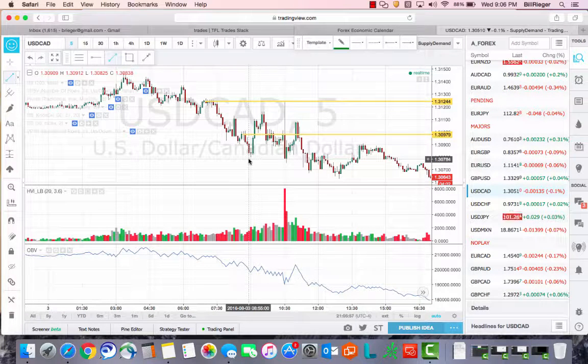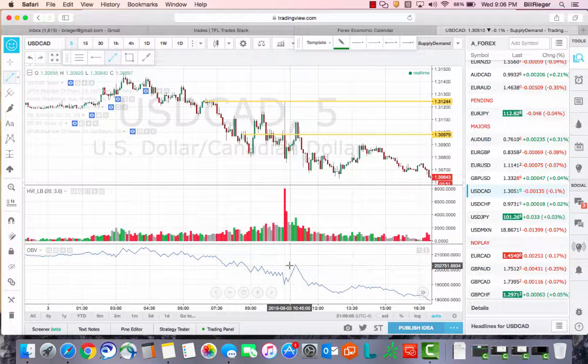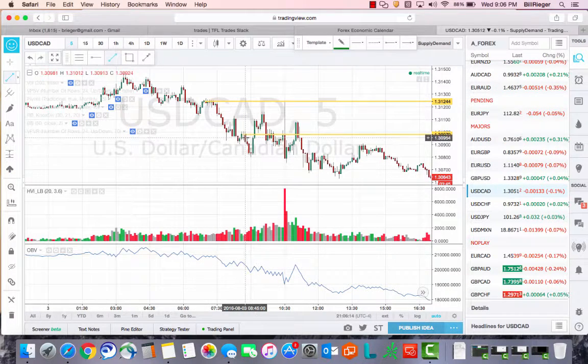I just wanted to go over a trade I took today on USDCAD and how I used this unbalanced volume indicator to help me stay in this trade and determine where to get out. There's another thing I also use, and that's these low volume lines here. So I'll start there. I took this trade.